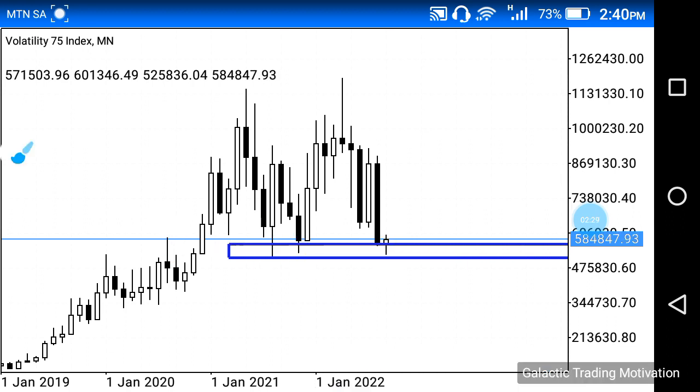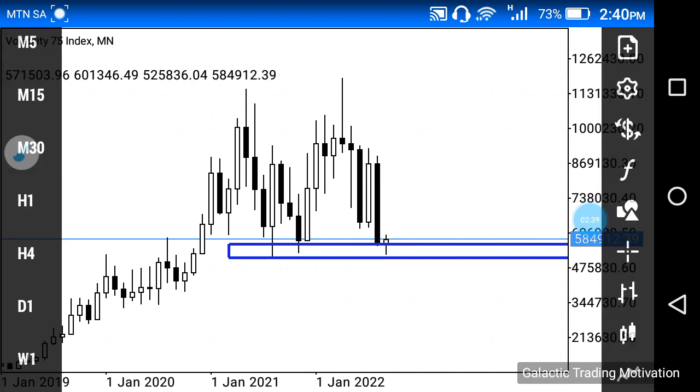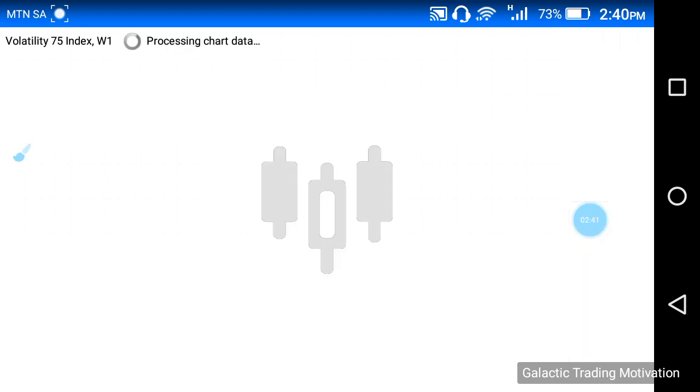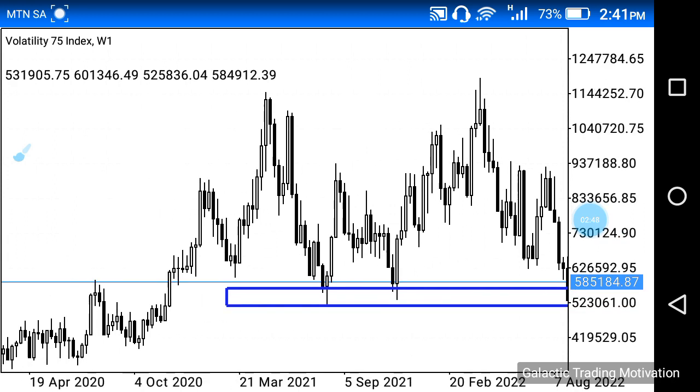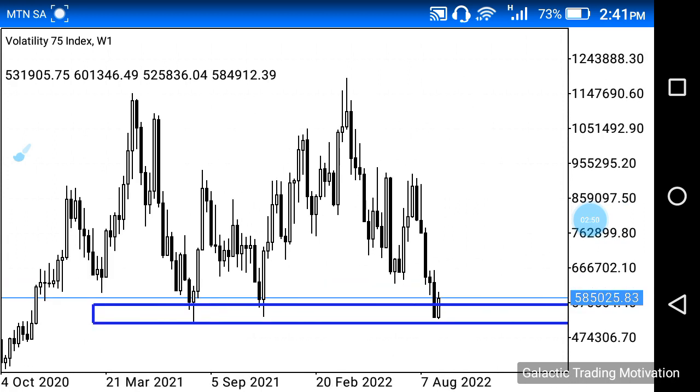So let's proceed. What else do we see in regards to the monthly chart of Volatility 75? At this point I don't see anything further. I'm just going to go down to the weekly chart. So here we are on the weekly chart. Let's see, what do we see on the weekly chart that we should be paying attention to?